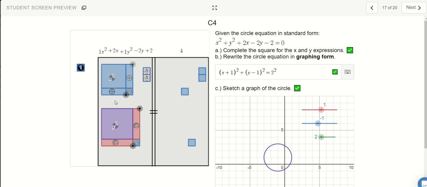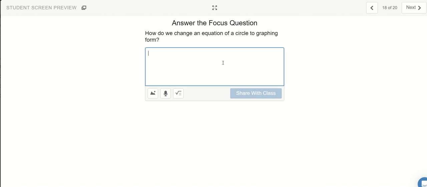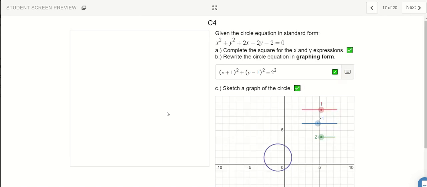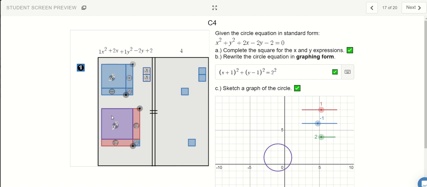Again, we're splitting the x tiles in half, and then completing the box. So how do we change the equation of a circle to graphing form? To change a circle to graphing form, we need to complete the square 2 times, all right? 1 for the x terms and 1 for the y terms. So again, here the x's need to make a square and the y's need to make a square, right? Here we have 2 squares.